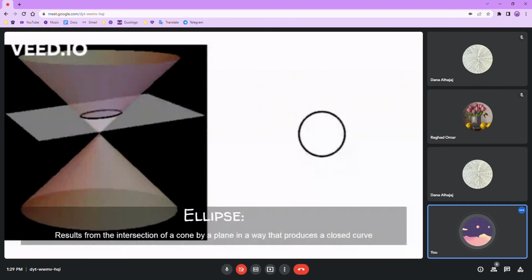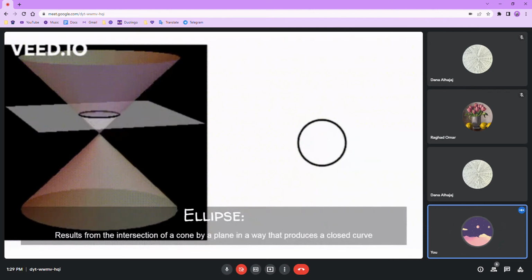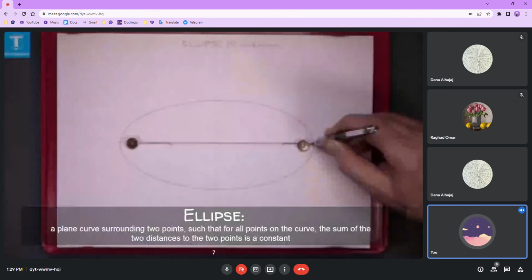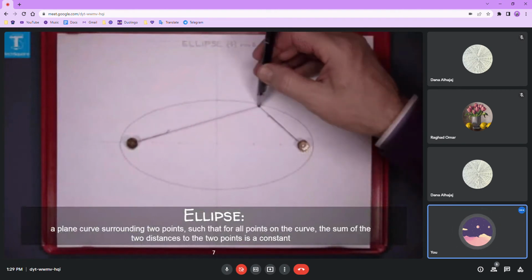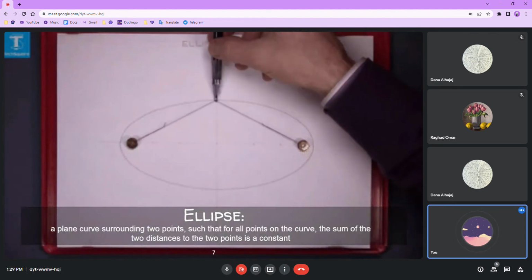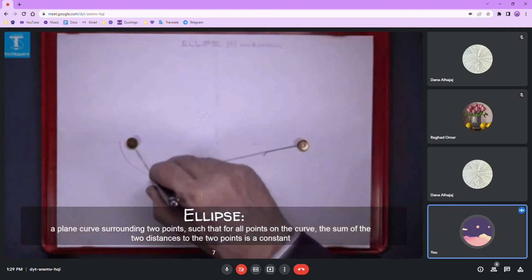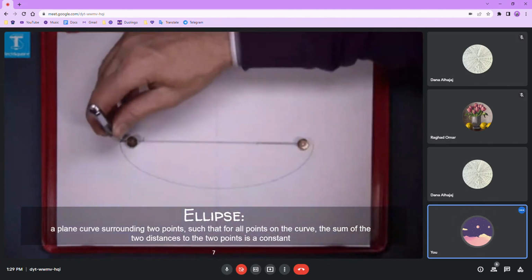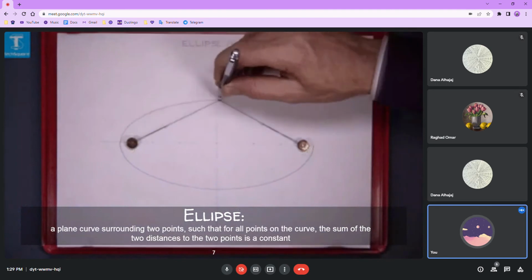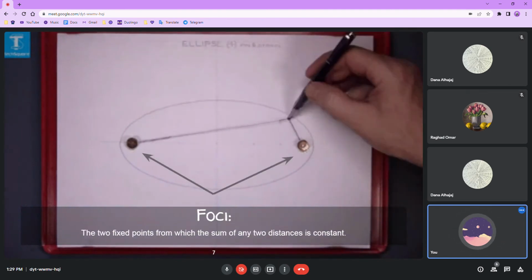An ellipse, resulting from the intersection of a cone by a plane in a way that produces a closed curve, is a plane curve surrounding 2 points, such that for all points on the curve, the sum of the two distances to the 2 points is a constant. For instance, an ellipse can be made by putting 2 pins into a cardboard and a circle of string around them. Then, putting a pencil in the loop and pulling as far as possible in all directions without breaking the string. Foci are the two fixed points in an ellipse.